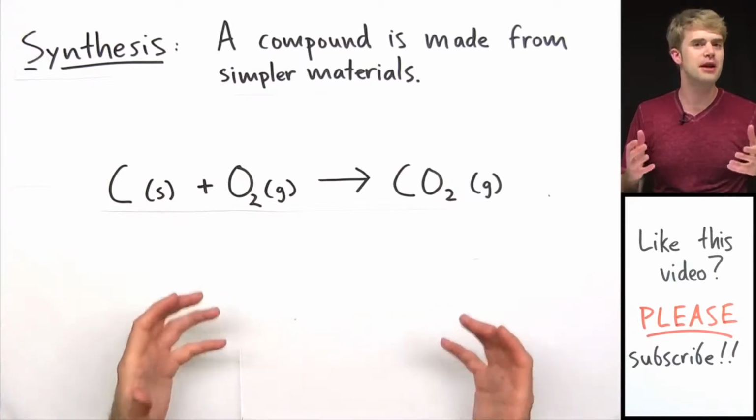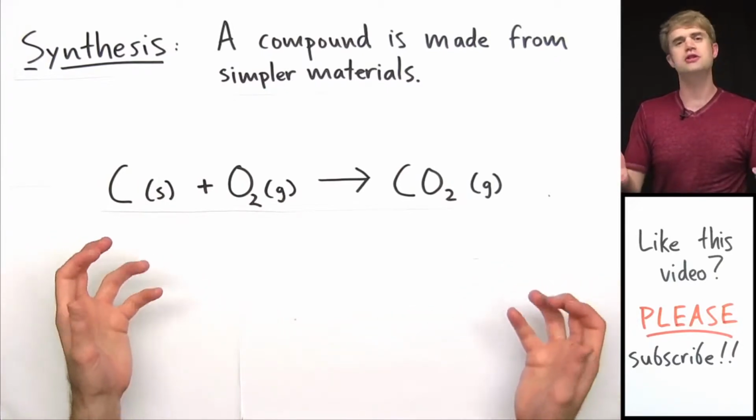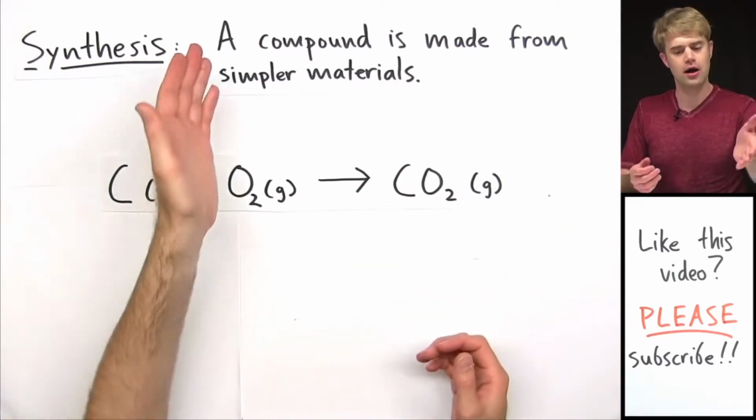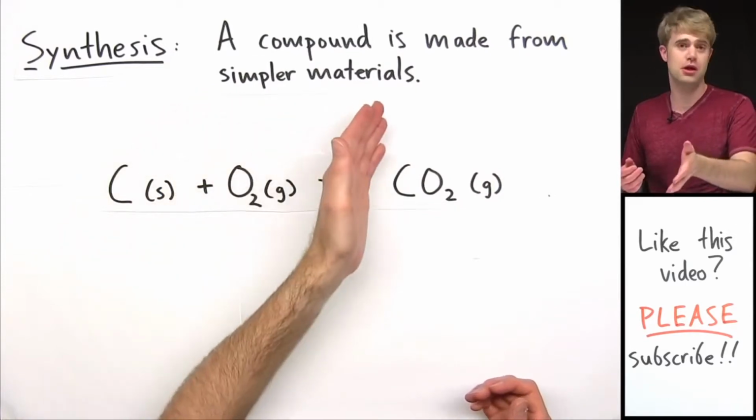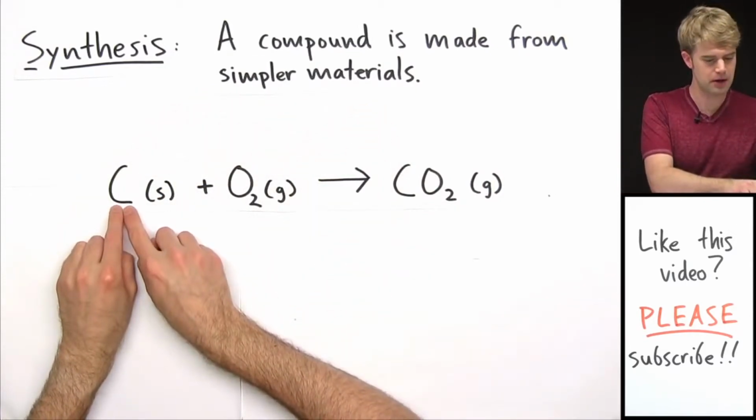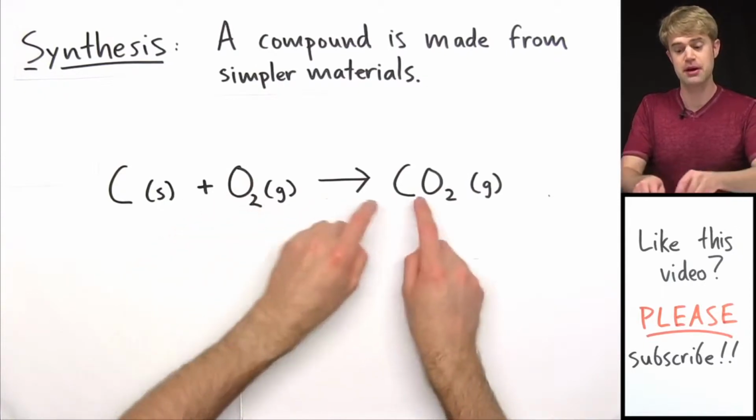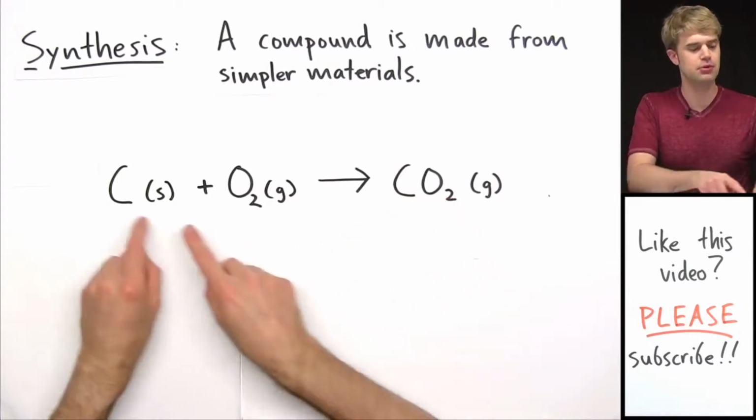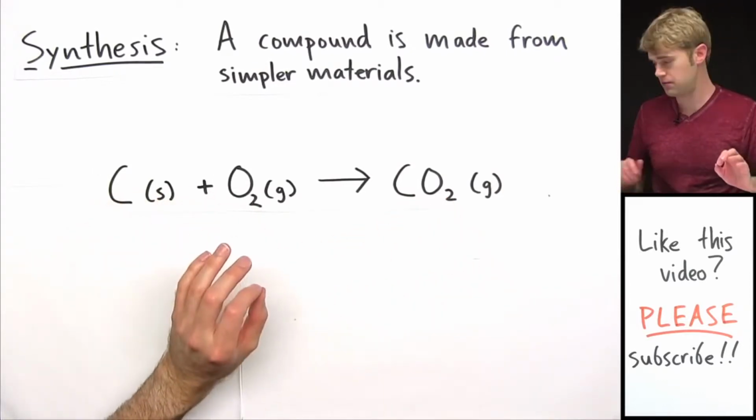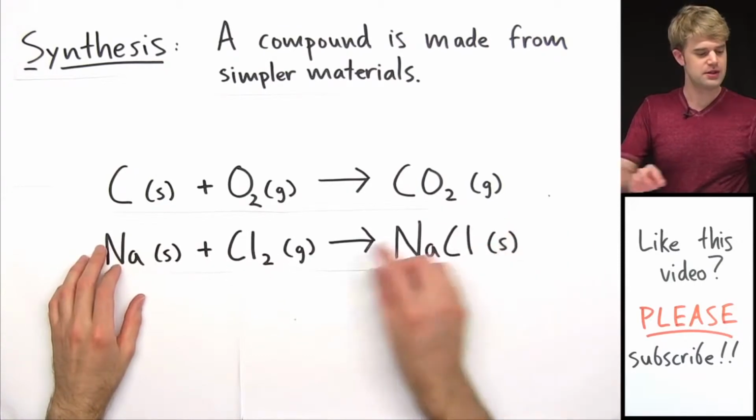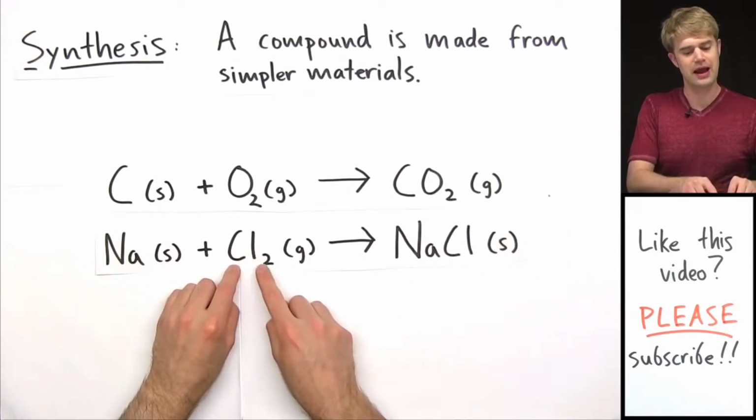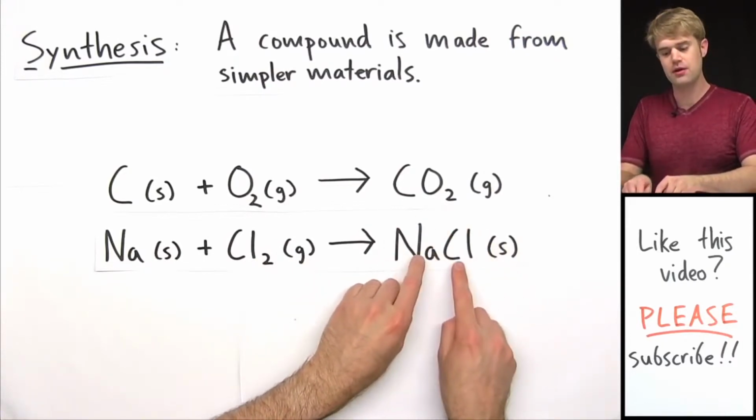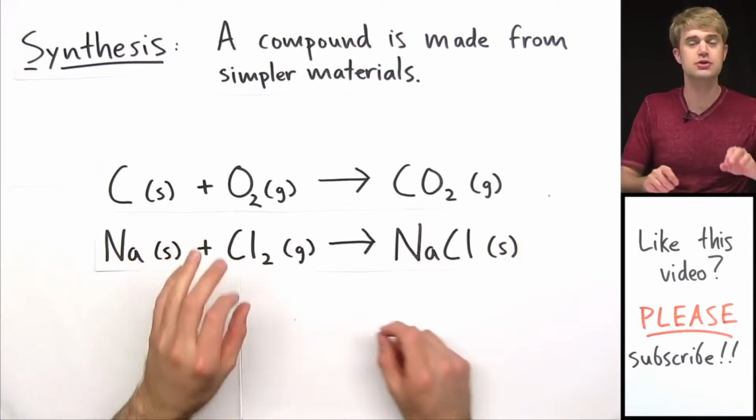So the first reaction we're going to talk about is the synthesis reaction. These are sometimes called combination reactions. Now, synthesis is just a fancy word that means making, and that's exactly what happens in a synthesis reaction. A compound is made from simpler materials. Here's an example. Carbon comes together with oxygen gas to make carbon dioxide, CO2. What we make in this reaction is more complex than the two simple things that we start with. Here's another example. We take sodium and chlorine gas, Cl2, and that makes sodium chloride, NaCl. What we end up with is more complex than the simple things we started with.